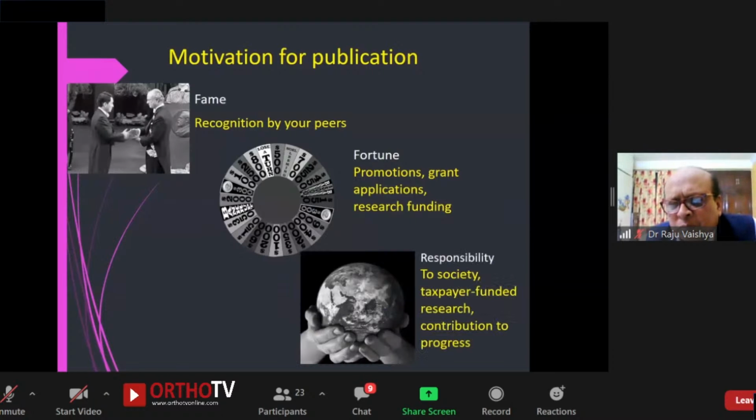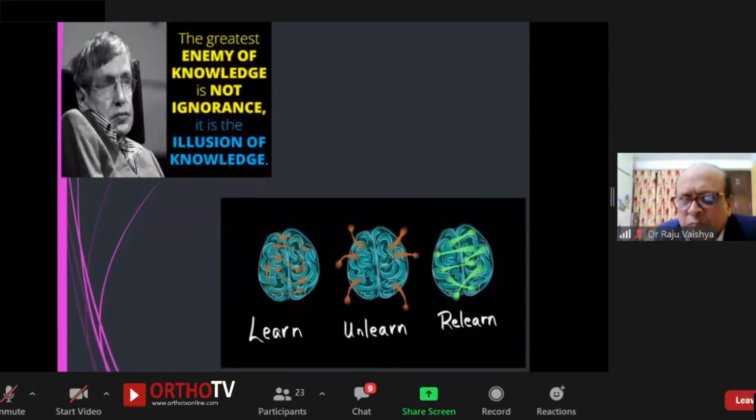But more than financial gains, it is also your responsibility to society, as taxpayer-funded research, to help contribute to the progress of science in the form of better treatment options through your research for the present and future patients.